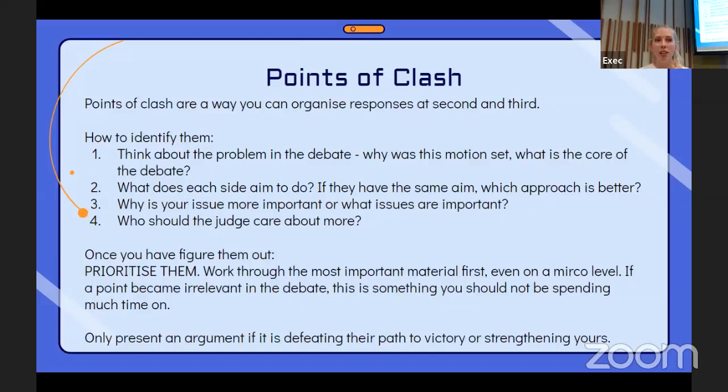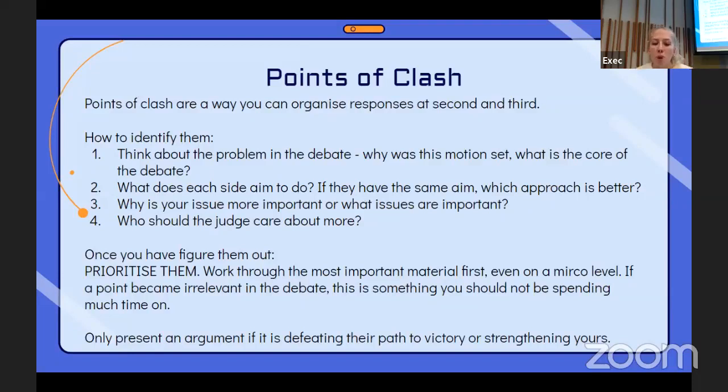So you should organize your points of clash in a way that prioritizes the group that you want to care about more, rather than the ones that they want to care about more, so that you can make more progress in that way. And once you've figured them out, usually it's quite easy to pick them out if both teams are engaging with each other properly, because both teams will have pretty much opposite arguments, right? Like you're both arguing about teacher pay, but you just think that the reasons for why things change are different. You should prioritize them in the way that I talked about earlier.